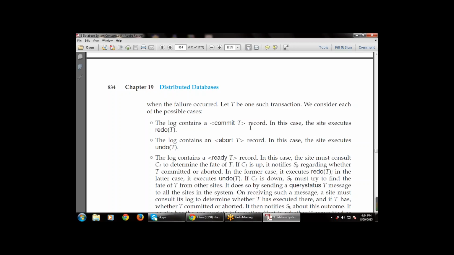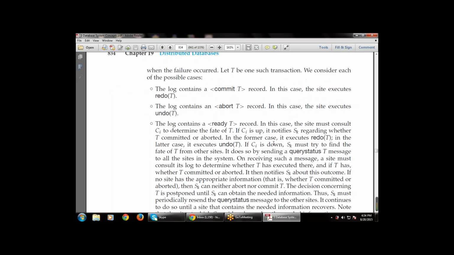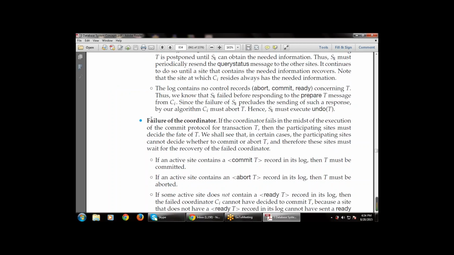If the log contains a commit T record, in this case the site executes redo T. If the log contains an abort T record, in this case the site executes undo T. So in the case of commit there will be a redo operation, and in the case of abort there will be an undo operation. The log may also contain a ready T record, in which case the site must consult Ci to determine the fate of T.